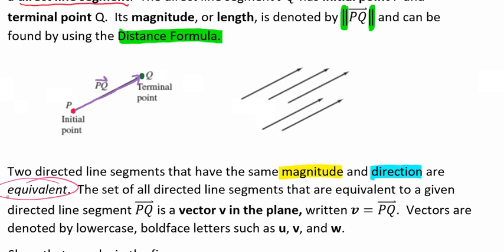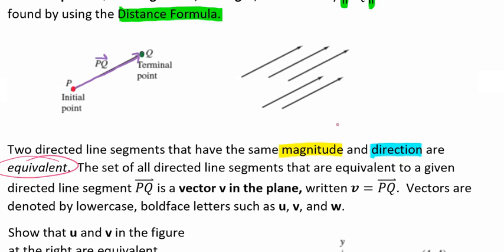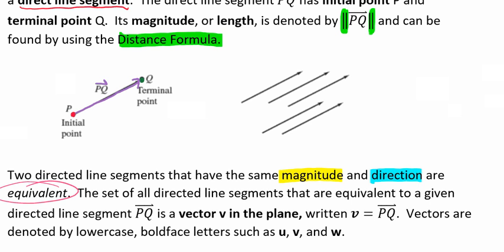So in order to see this, we would have to know, are these vectors right here the same distance? And do they have the same direction? So do they have the same slope? Right? And that's what a vector is, and that's how you can tell if they're equivalent.